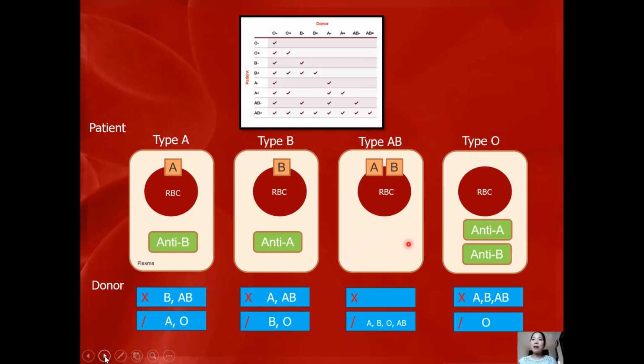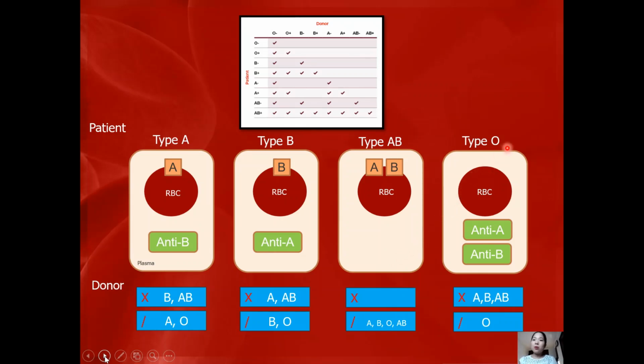So if you do not have any antibodies, technically, it does not hemolyze any blood. Since it doesn't have any naturally occurring antibodies in its plasma, you can transfuse any of the blood that is available. So you can transfuse an A, B, O, AB simply because it doesn't have an antibody in its plasma. That's why you call the blood type AB the universal recipient. Okay, it can receive any blood type.